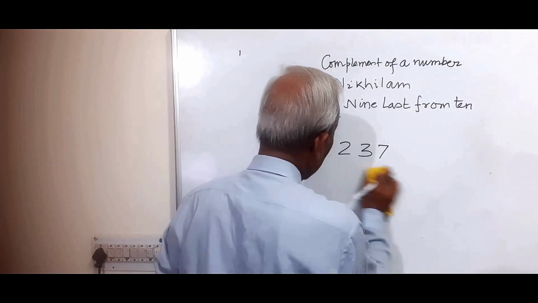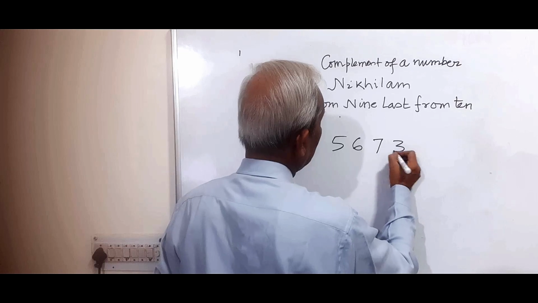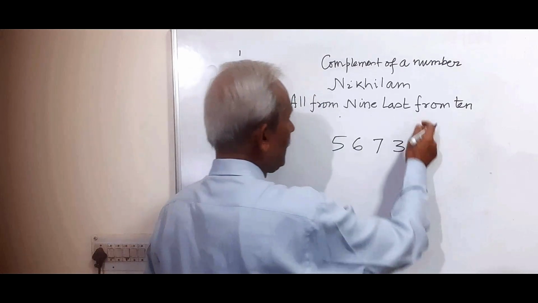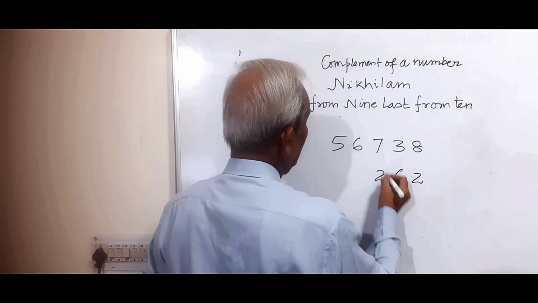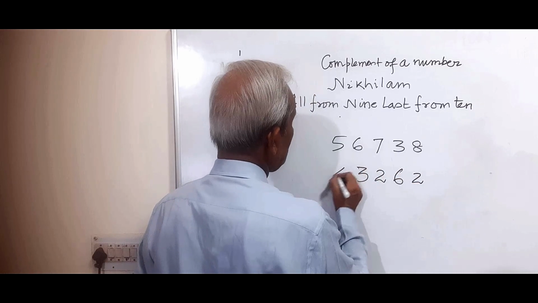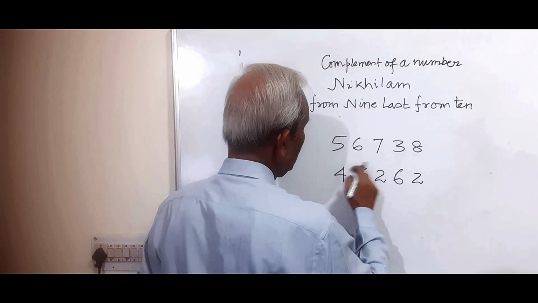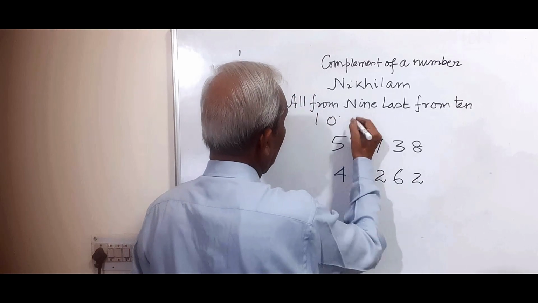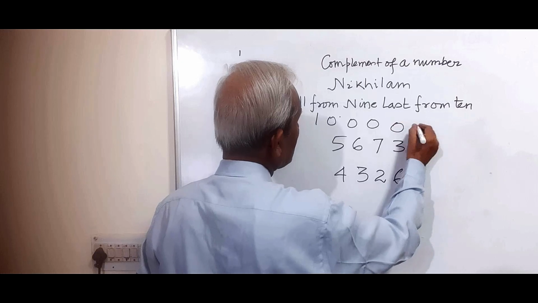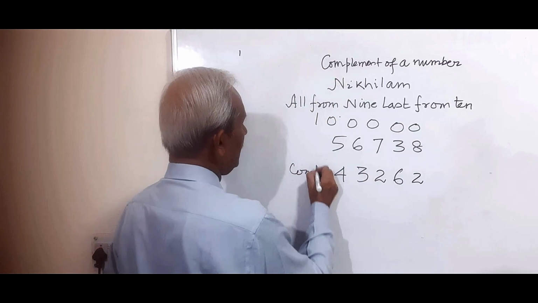Similarly, if I take another, bigger number, say for example, we want to find out the complement of 56738. So what will happen? 10 minus 8 is 2, 9 minus 3 is 6, 9 minus 7 is 2, 9 minus 6 is 3, 9 minus 5 is 4, and that is the complement. And in fact, you see, if you total this, you get 1 and then 5 zeros. So it's actually the difference from its nearest base. This minus this is this, and this is the complement, right?